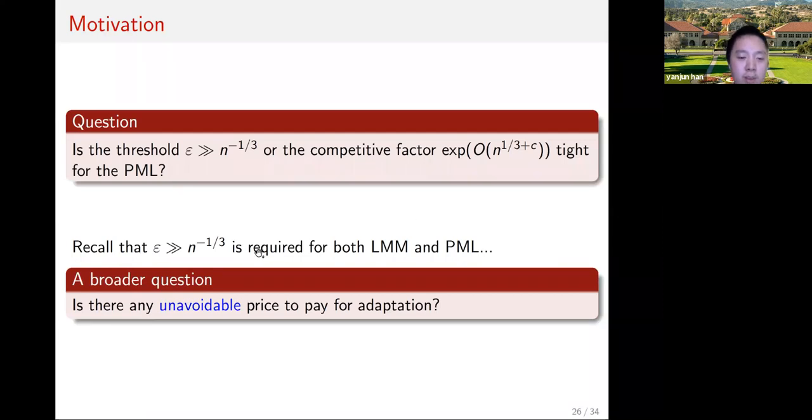The main motivation for the broader question is that we observe a similar analogy between the local moment matching technique and the PML, because for both methods, the same threshold is required. And also, both estimators are optimal estimators for the sorted distribution. So that motivates us to ask an even broader question. Maybe it is easier to prove a general lower bound for adaptation rather than arguing the lower bound for the PML.